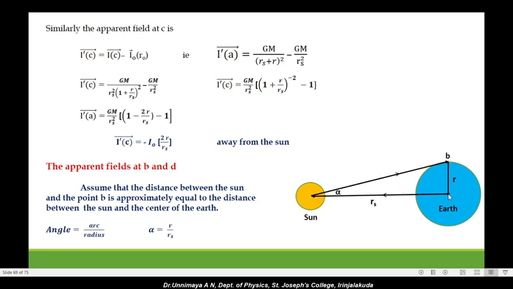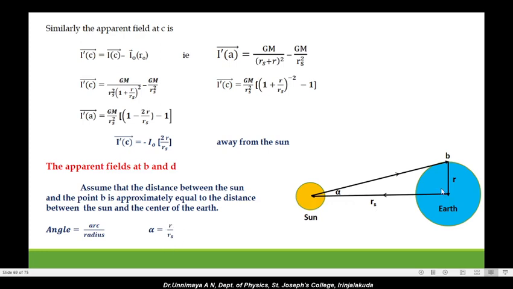And the distance between the center of earth to the point B, that is this distance, is the radius of earth, that is R. Suppose the angle between this distance line and this distance line, അതായത് സണ്ണിന്റെ സെന്ററിൽ നിന്നും എർത്തിന്റെ സെന്ററിലേക്കുള്ള ലൈനും സണ്ണിന്റെ സെന്ററിൽ നിന്നും B എന്ന് പറഞ്ഞ പോയിന്റിലേക്കുള്ള ലൈനും തമ്മിലുള്ള ആംഗിൾ ഡിഫറൻസ് എത്രയാണ്? ആൽഫ ആണെങ്കിൽ, we can calculate alpha using the equation angle is equal to arc by radius. Then what is alpha? Alpha is R by RS. R is the arc, RS is the radius.